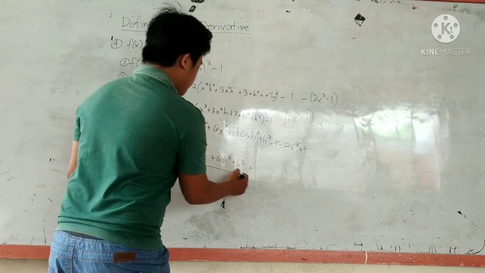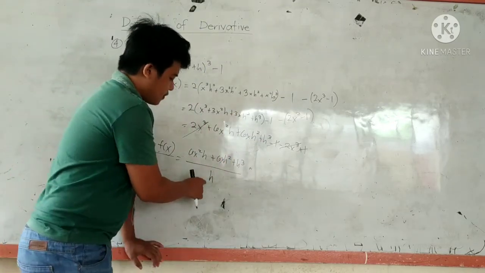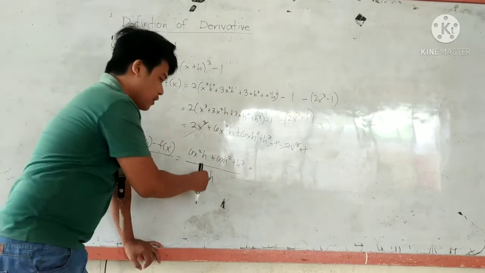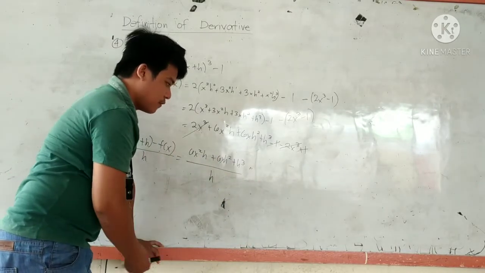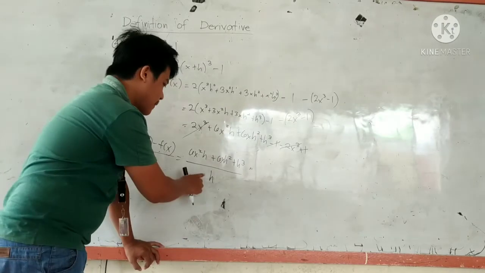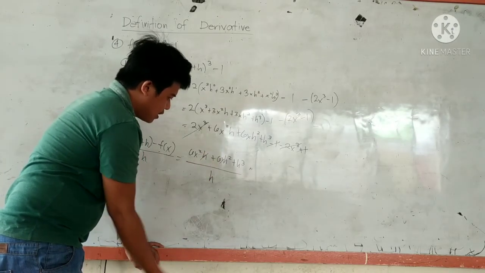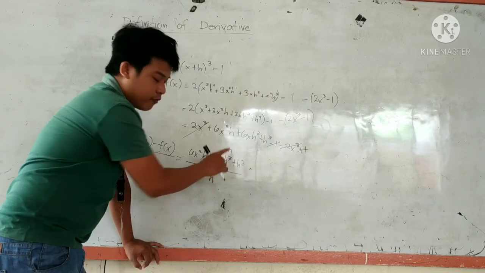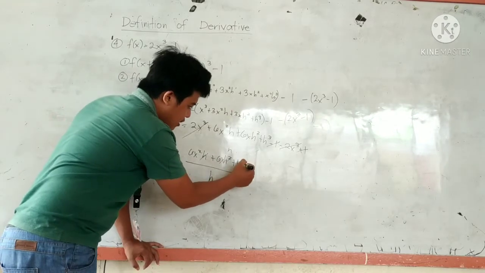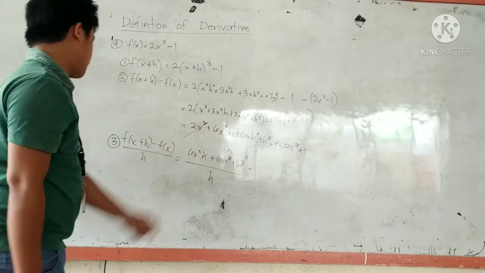Okay, all over h. So you can actually separate h for each term in the numerator if you don't want to be confused. Okay, so we have h and h. Okay, so that will be done. H and h, we will be left with 1. And here, we'll be left with 2h squared.